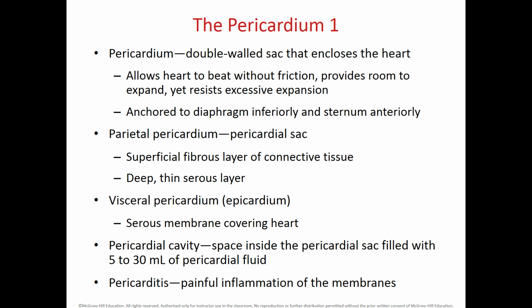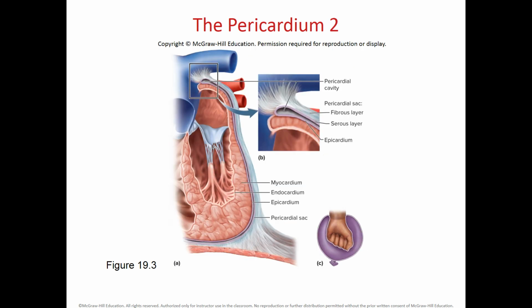The pericardial cavity, as I told you, has this pericardial fluid, and it ranges in volume between 5 to 30 milliliters. Sometimes during some infections or inflammatory processes, this pericardium becomes inflamed, and this condition is called pericarditis. So these are the details of the pericardium.